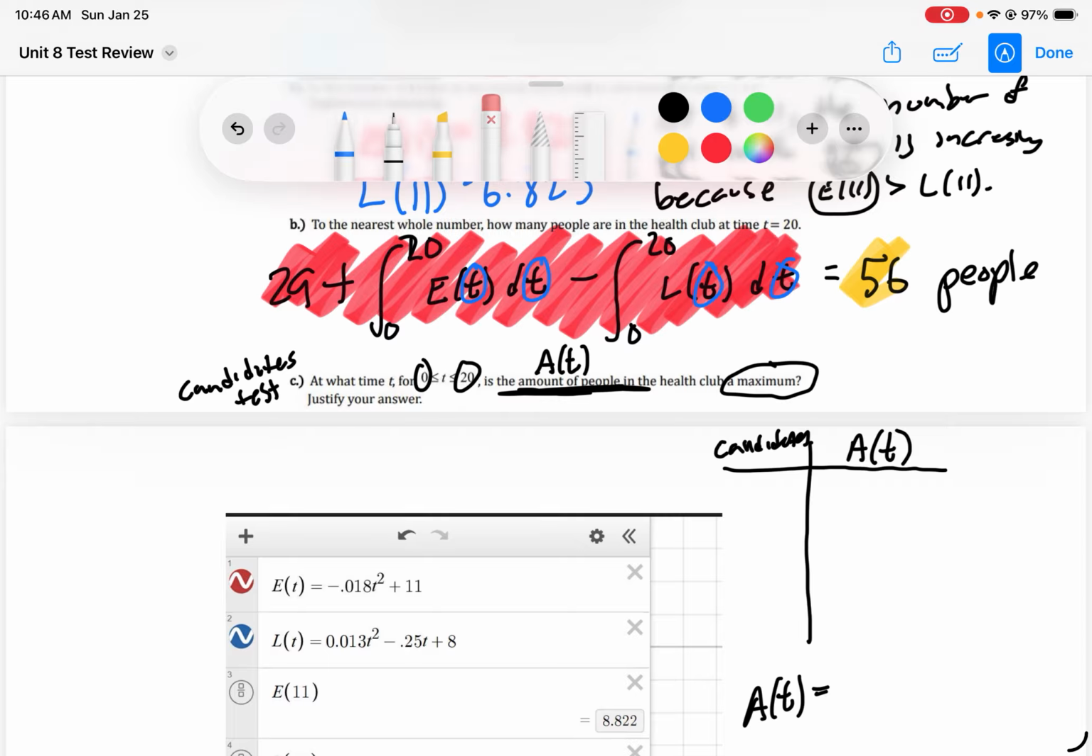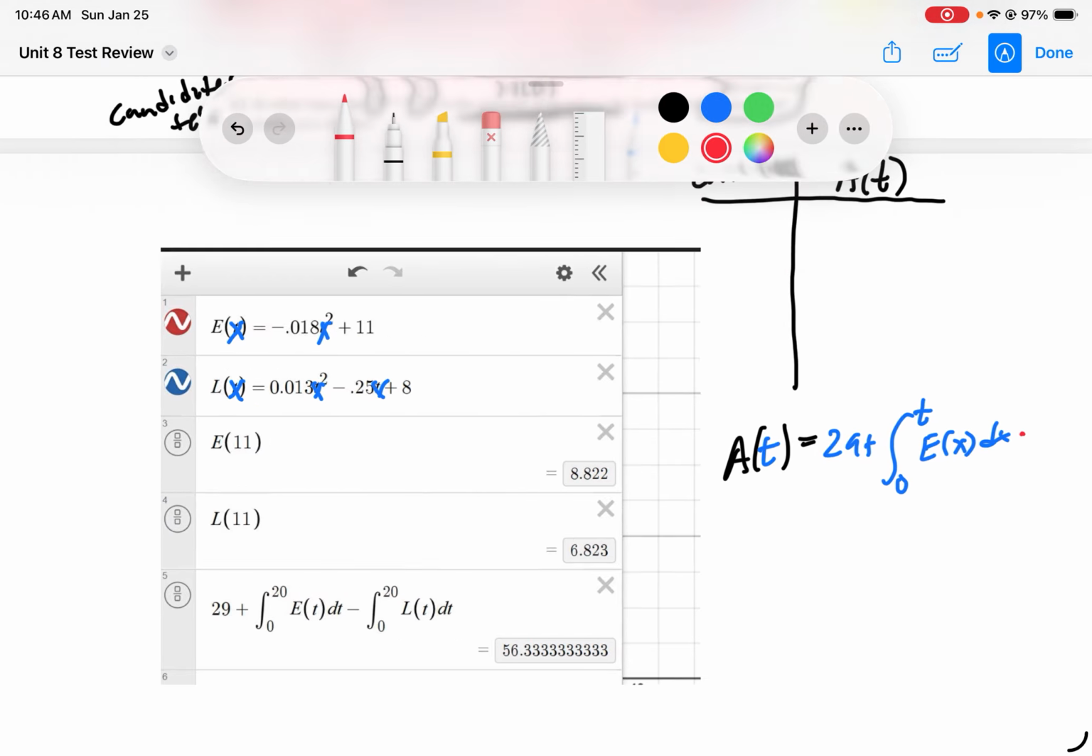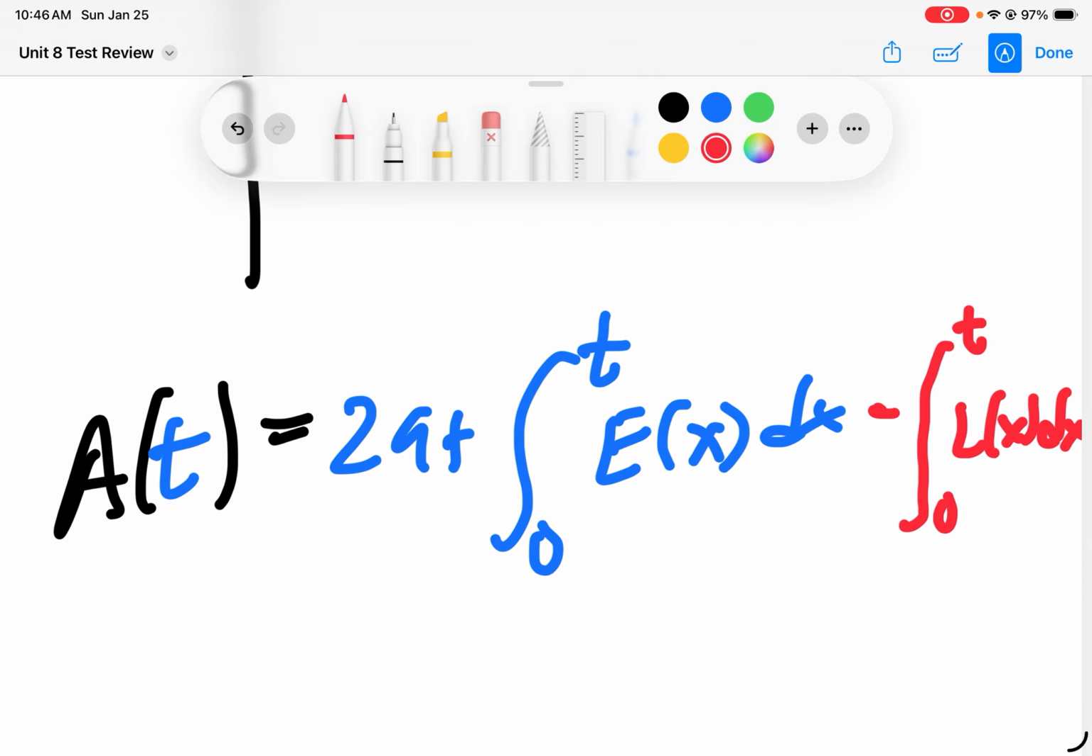So I'm actually going to call this A of x. Now I could go through and change my Desmos. I could change these to x's. E of x, that's an x, this is an x. I could do that. And then I could call this A of t is 29 plus the integral from 0 to t of E of x dx. That's the rate that they're entering. I subtract the rate that they're exiting. Subtract the integral from 0 to t, and then we call it L of x dx. We could do it that way.